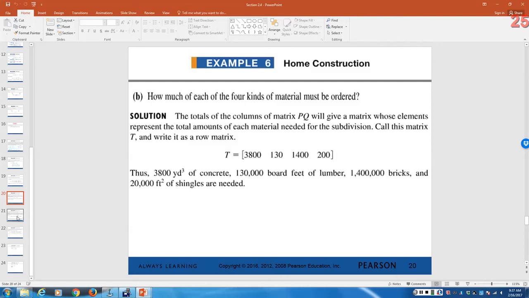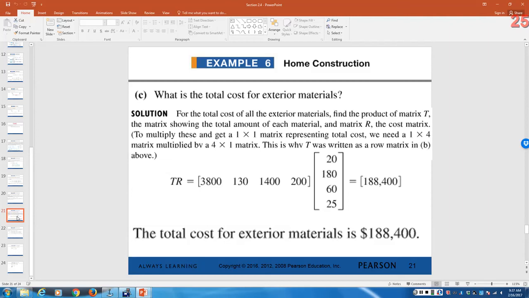Question C is, what is the total cost for exterior materials? Usually, I guess you do 2 times R, right? Well, actually, you're going to use T times R because T tells you the total amount, and then your price matrix tells you how much each thing costs. So you're going to multiply matrix T, which was the 3,800, 130, 140, and 200, the row vector, times the column vector, which represents the individual cost for each material. Okay?